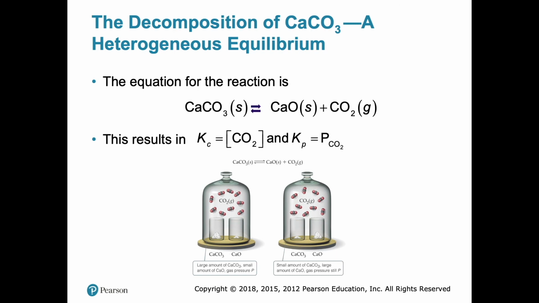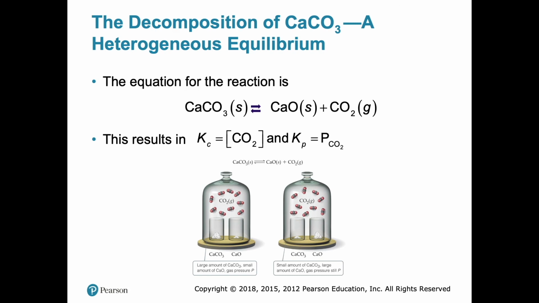So I wanted you to see what's happening here in this picture. Here we have solid calcium carbonate, and it's going through a reaction where it's becoming CO2 and calcium oxide. So here's the CO2 gas that's bouncing around, and here are the products being made, the calcium oxide. Here there's a large amount of calcium carbonate and a small amount of calcium oxide, and the gas pressure of the carbon dioxide is P. It's just P.